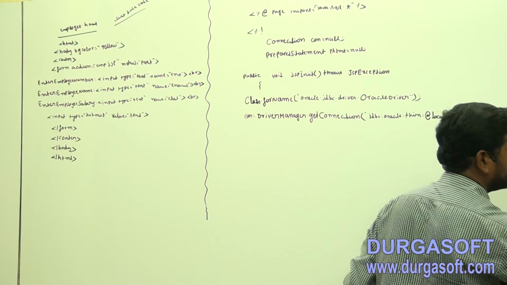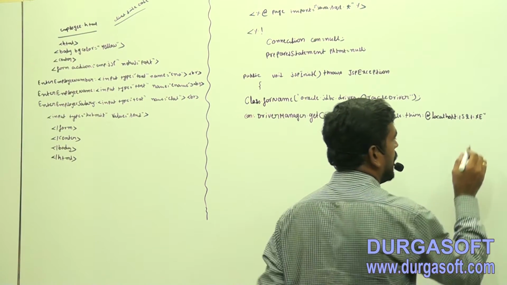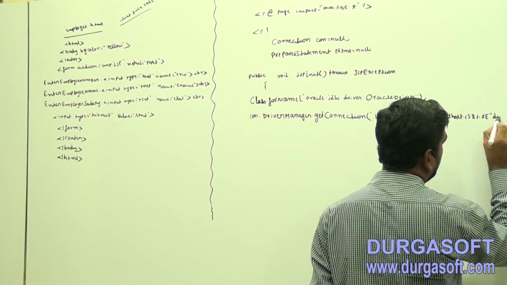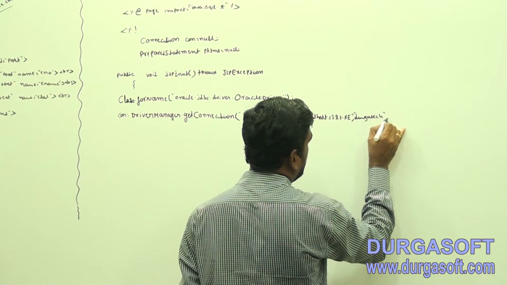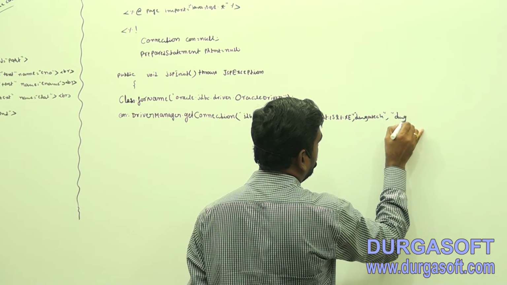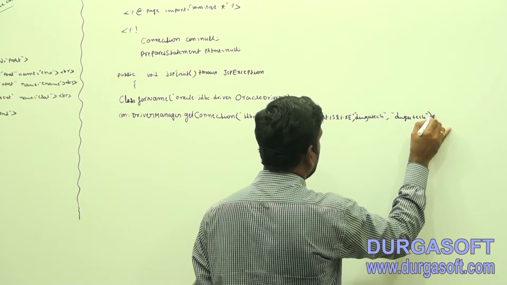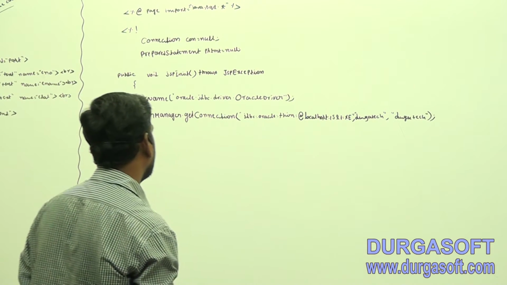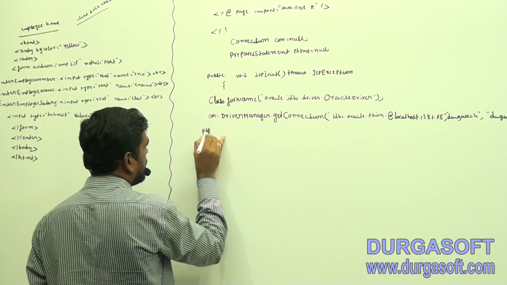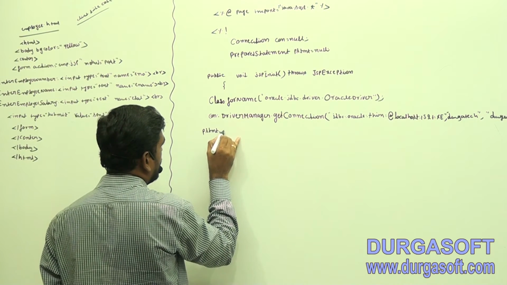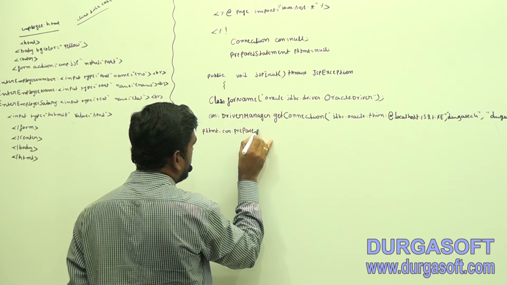What is the username and password here? I am going to take durgatech. The next password is what? durgatech. Like that I have taken username and password. After that pst is equal to con.prepareStatement.